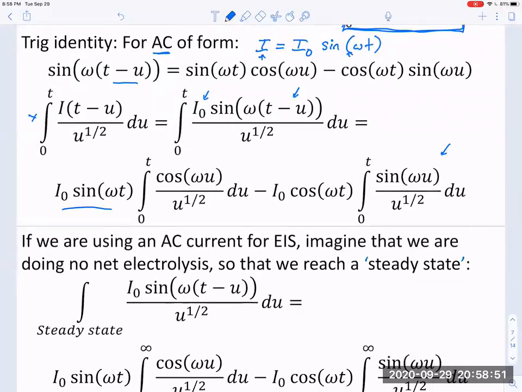Okay, so remember, we're using this AC current for electrochemical impedance spectroscopy, which is giving us a sinusoid. And the assumption we're going to make is that we're doing no net electrolysis. So we're having the sinusoid and there's no net electrochemical reaction, just oscillating back between whatever we reduce, then we're oxidizing, going back and forth there. So in this particular assumption, we're going to assume that we reach some steady state, right? So time goes to infinity.